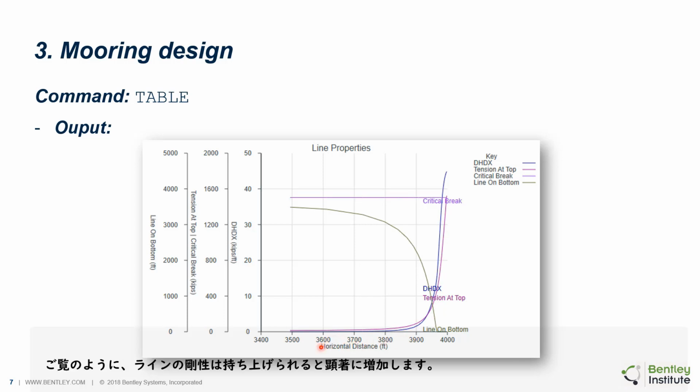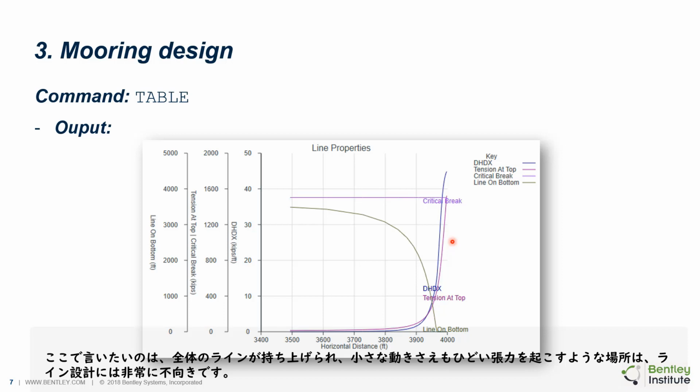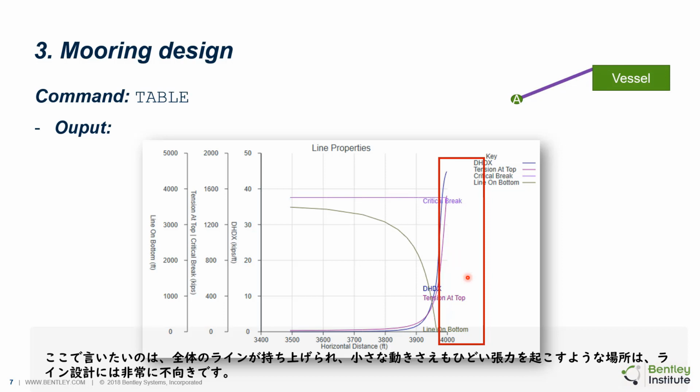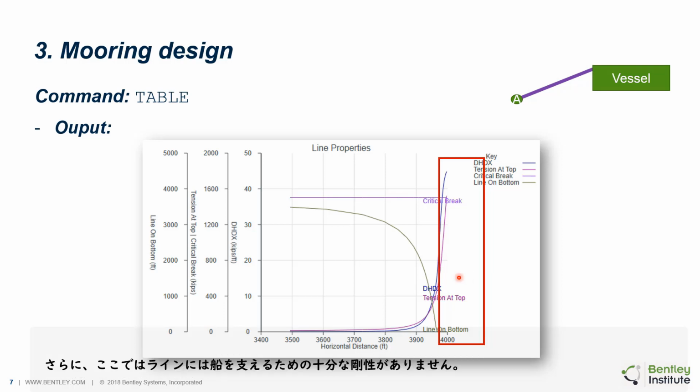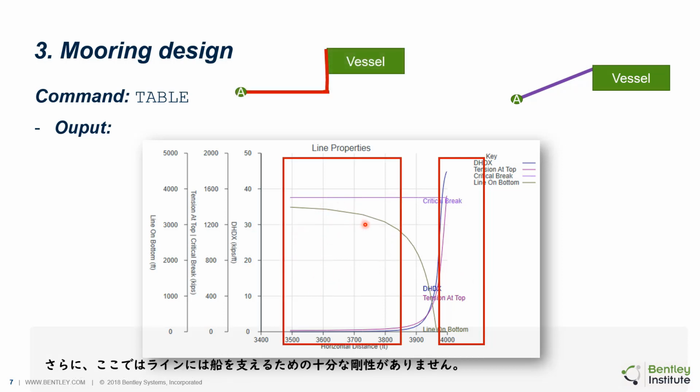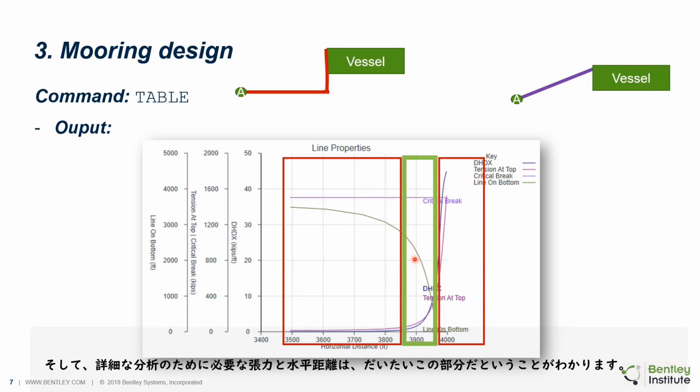As we see, the steepness of the line increases drastically once it is lifted. And the line tension, the purple line, shows a similar tendency with the steepness of the line. What I mean here is, no one wants to design the line in this kind of region. The whole line is lifted and small movement causes a horrible line tension. Also, in this region, the line does not have a proper steepness to hold the vessel. So, we can expect that the pretension and horizontal distance we need for the detailed analysis are somewhere in this region.